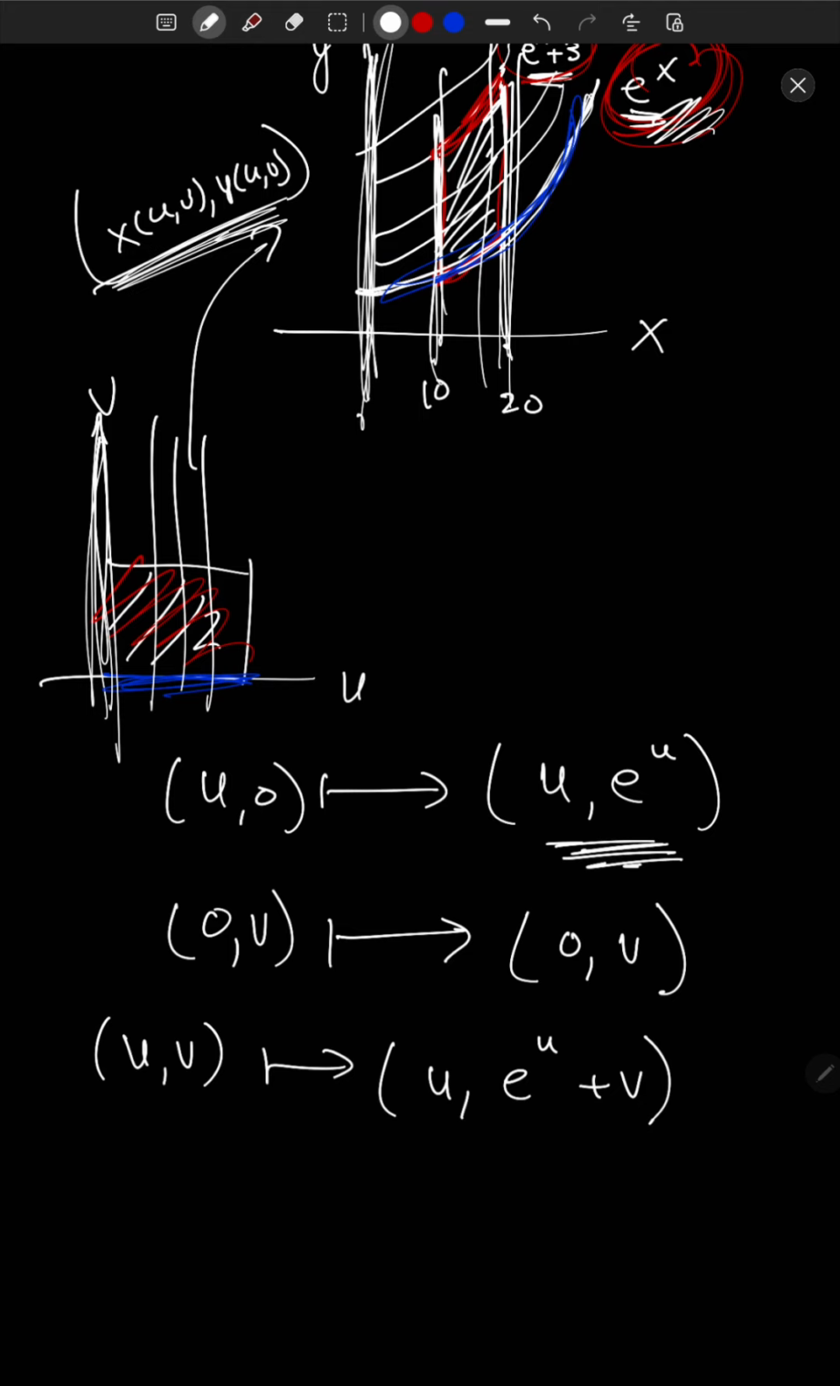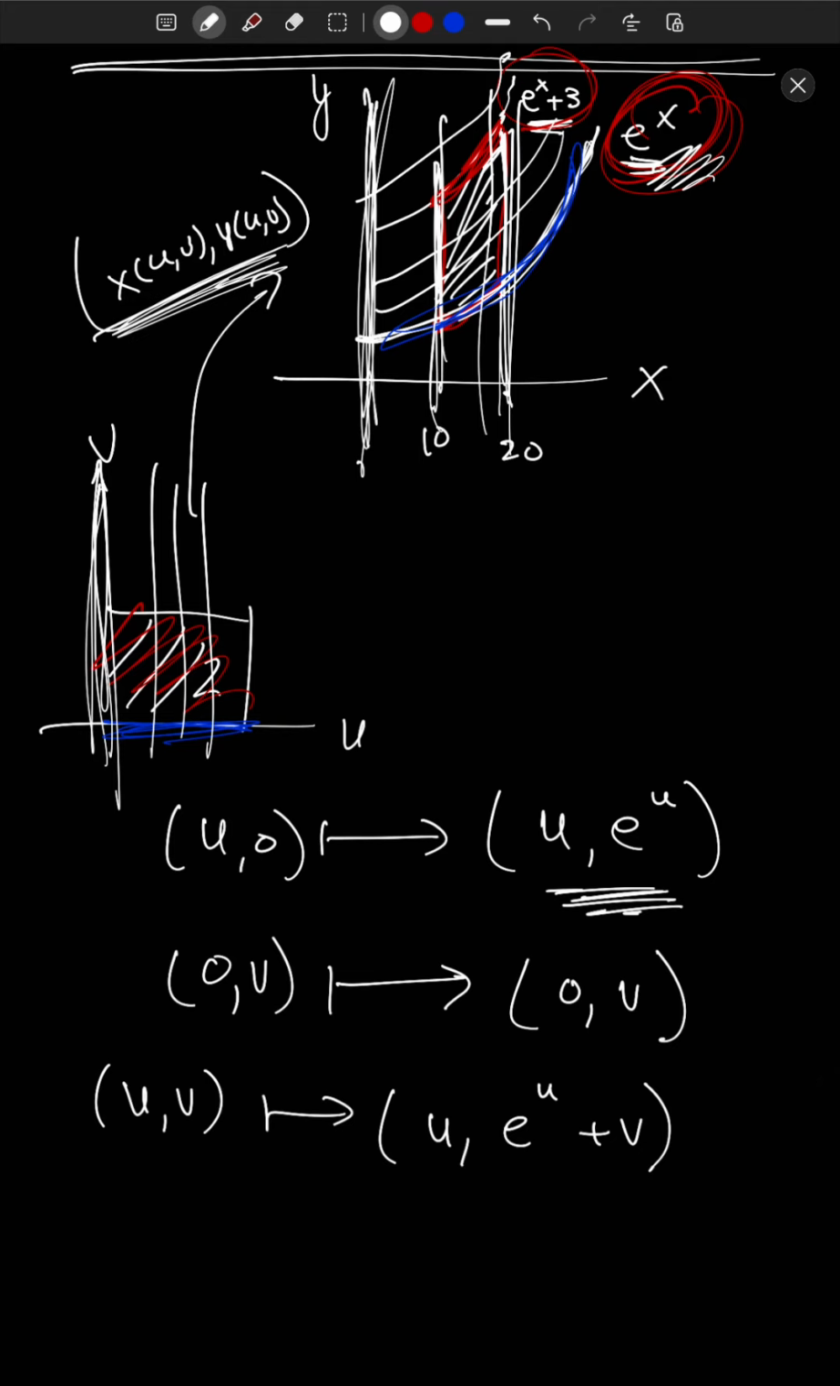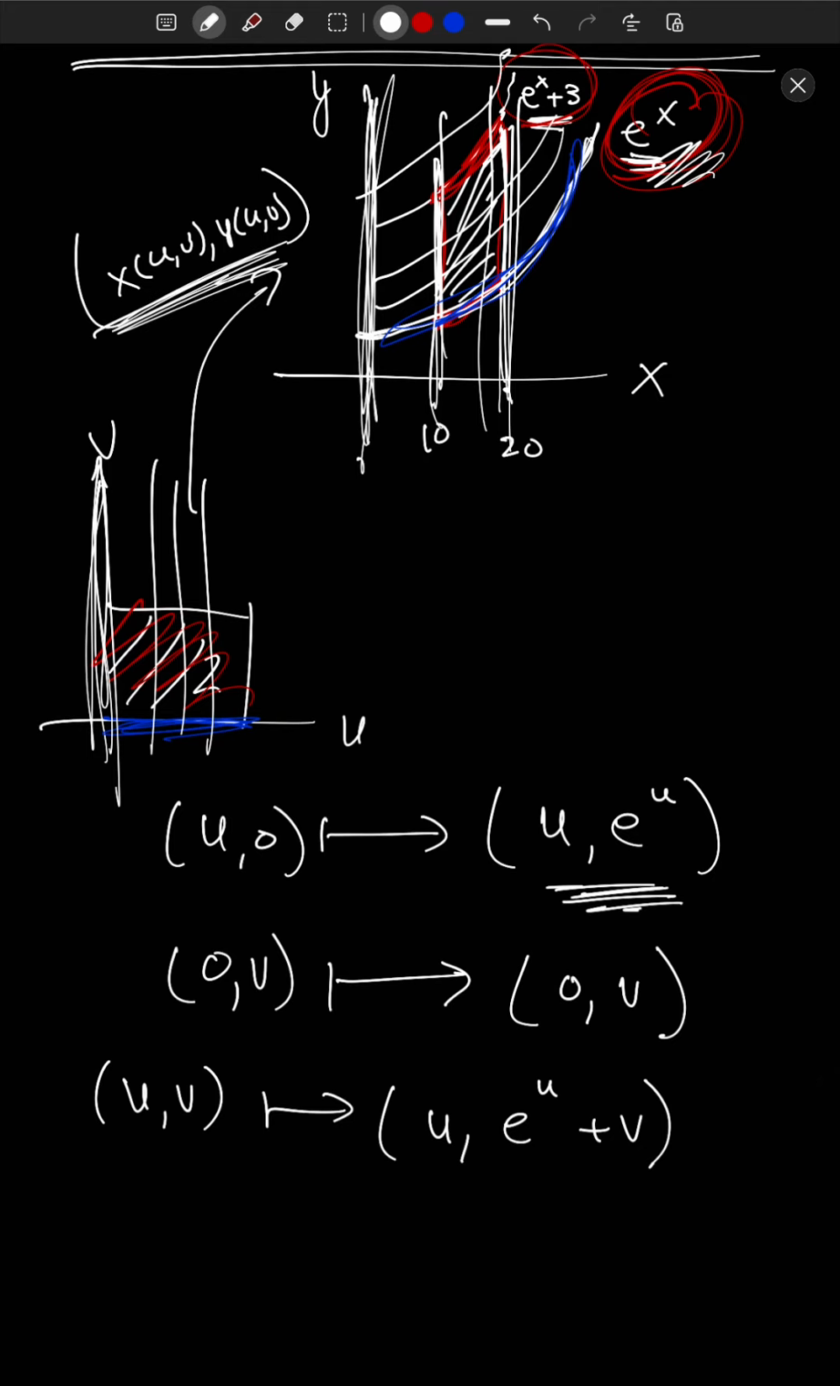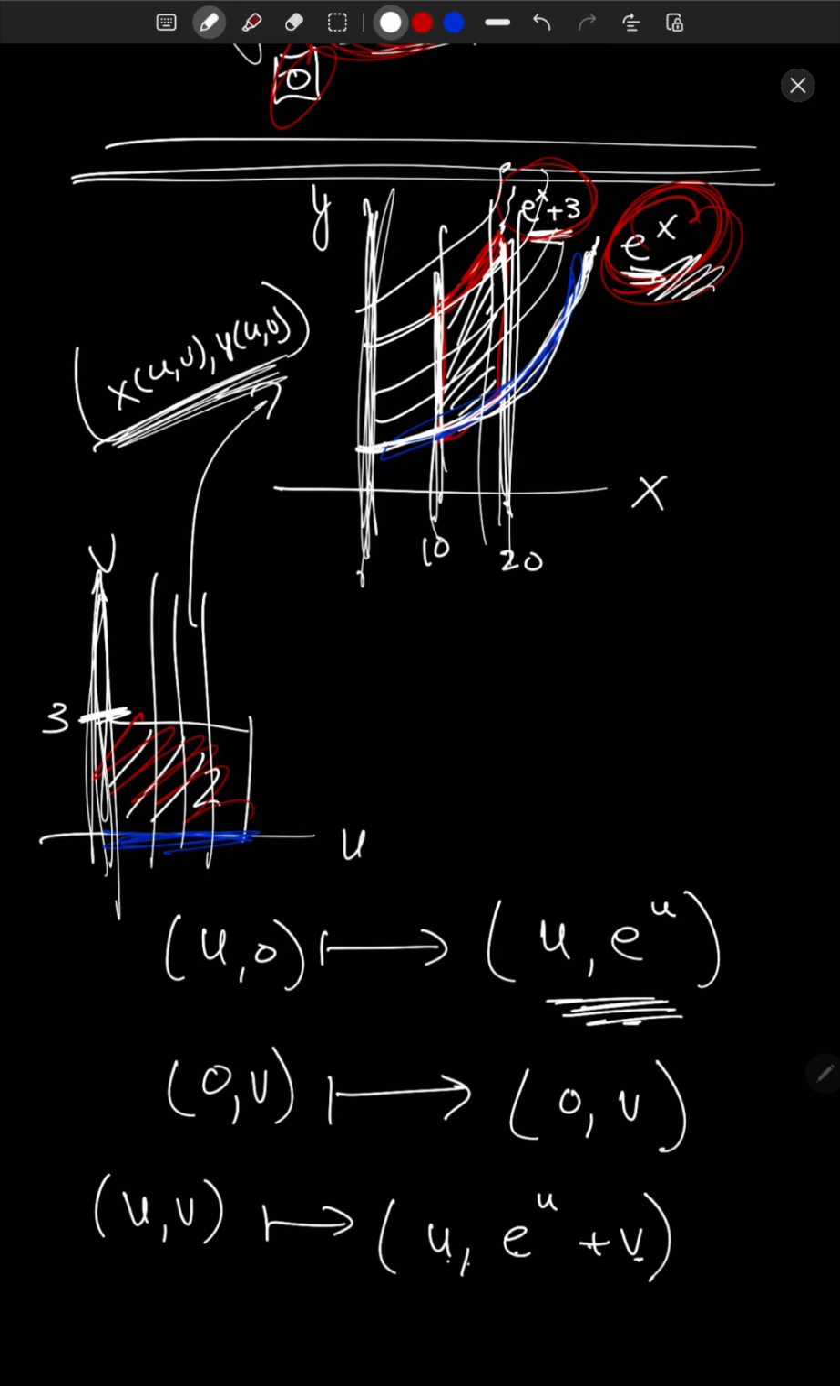That'll be a nice conversion. And we can check this. When v is 0, u comma 0 goes to u comma e to the u, all right? So that's going to be this first curve right here. When v is a constant, let's say v is 3, then u comma 3 is going to go to u comma e to the u plus 3. So it's going to be our previous guy shifted up 3 steps, and it's going to be this guy up here.